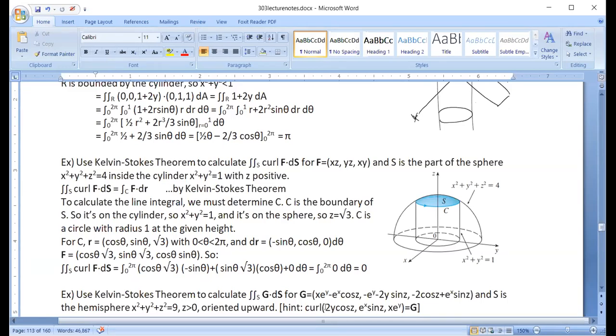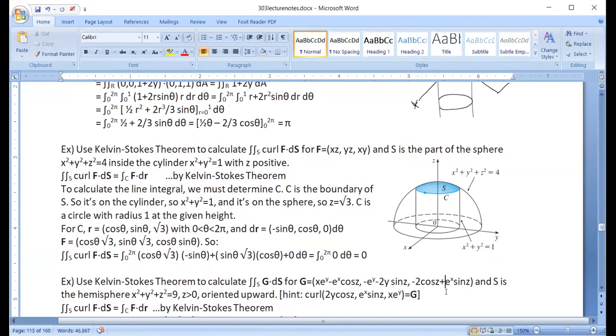Notice that in order to use the Kelvin-Stokes theorem, we're going to need the fact that G is actually the curl of another vector field. And that's the hint: take this vector field and its curl equals G. So if we call that vector field F, we now know that we're trying to do the surface integral of the curl of F. And so by Kelvin-Stokes theorem, that is just going to equal the line integral over the curve C of F dot dr, where C is the boundary of our surface.